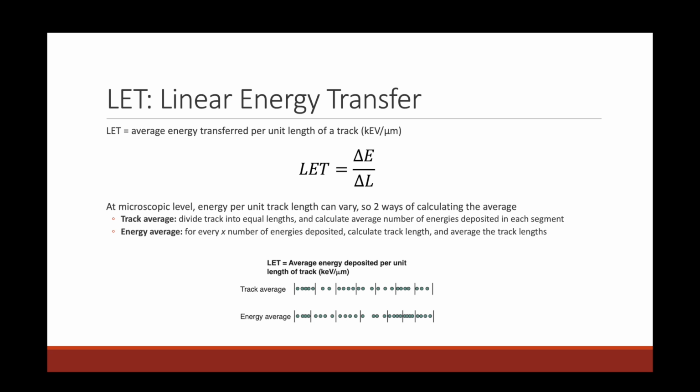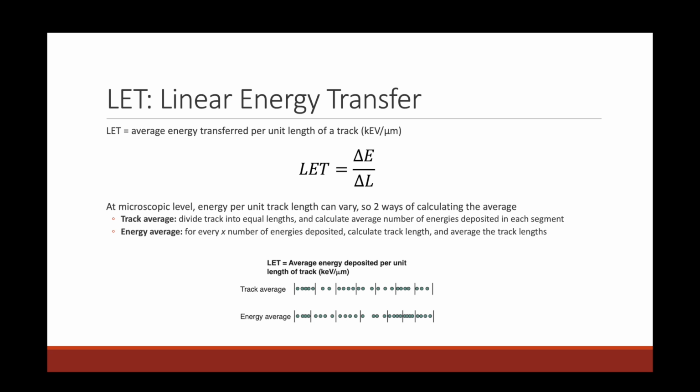There's the track average and there's the energy average. The track average takes set lengths along the track and counts how many energies are deposited in each segment. Let's say you're taking a distance of 2 micrometers, and every 2 micrometers you count how many energies have been deposited and you average that out. So you're averaging out the numerator. That's the track average. The other way to do it is the energy average: you count every 4 energies and measure the track distance between every 4 energies. As those track lengths change, you then average out the track lengths. So that's averaging out the denominator.